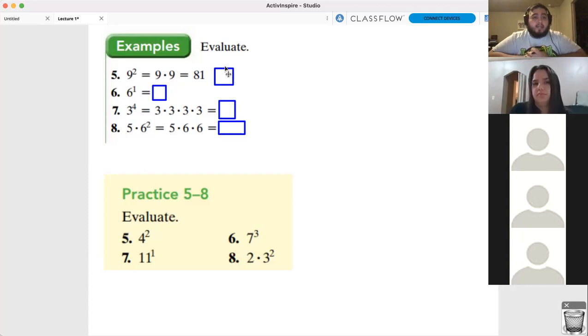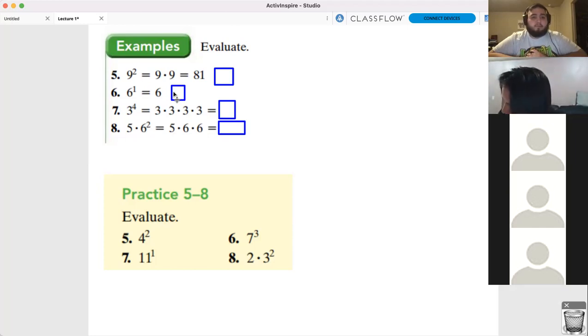Now remember, number 6, it's 6 to the 1 power. So if it's 6 to the first power, how many 6s are we going to evaluate? 1. And what's the value of 1 6? 6. Yep, that's correct.